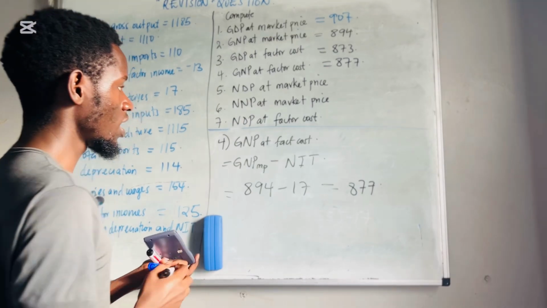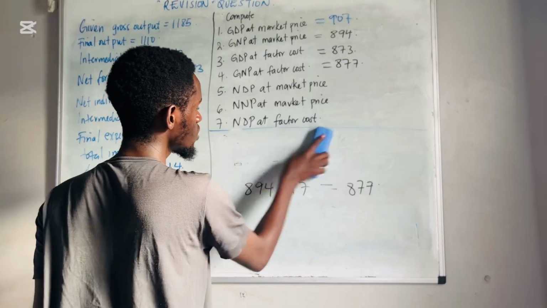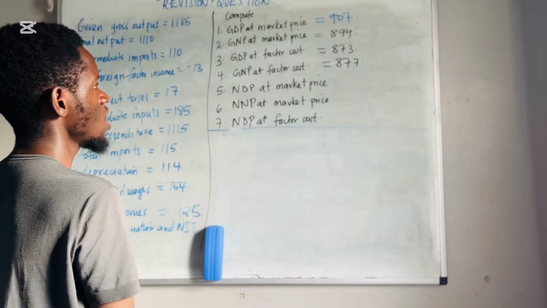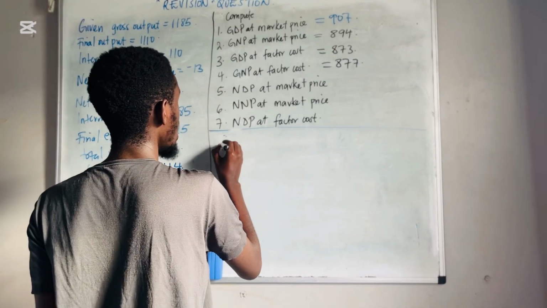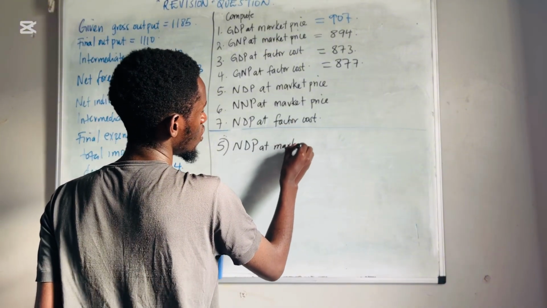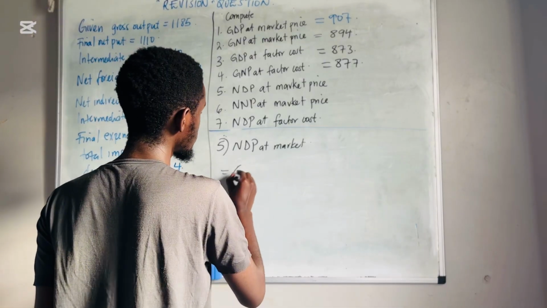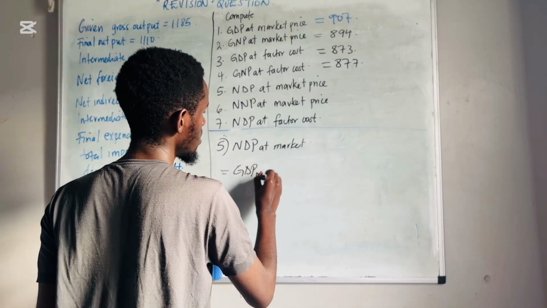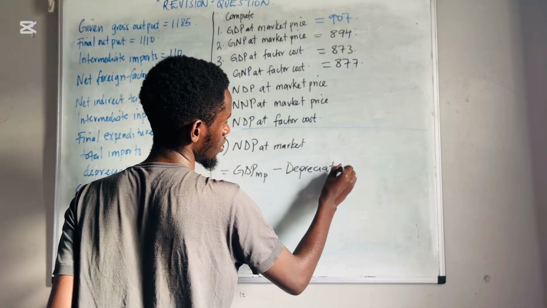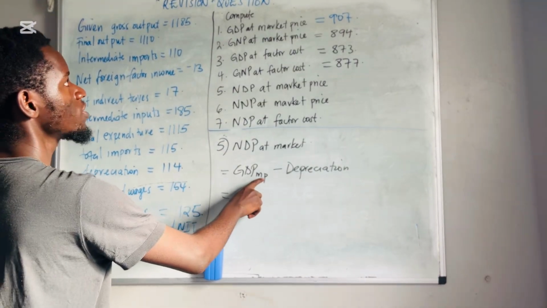Now, the fifth part wants us to find NDP at market price. NDP is net domestic product at market price. But as we said, transforming from gross to net, we have to subtract depreciation. Therefore, the net domestic product at market price is the same as having gross domestic product at market price minus depreciation. I think members that will make sense. And our GDP at market price, we already have it as 907, and then depreciation from the question is 125.